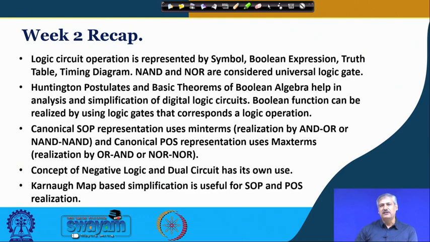and finally, we ended last week with a discussion on Karnaugh map based simplification. Okay. So, any truth table, how it can be mapped into a Karnaugh map, and then that Karnaugh map can be used for simplifying SOP and POS representation, and also we looked at don't care input and how that can be used for minimizing the circuit.